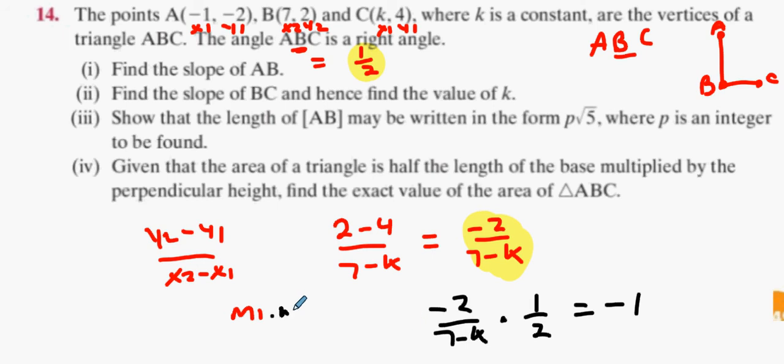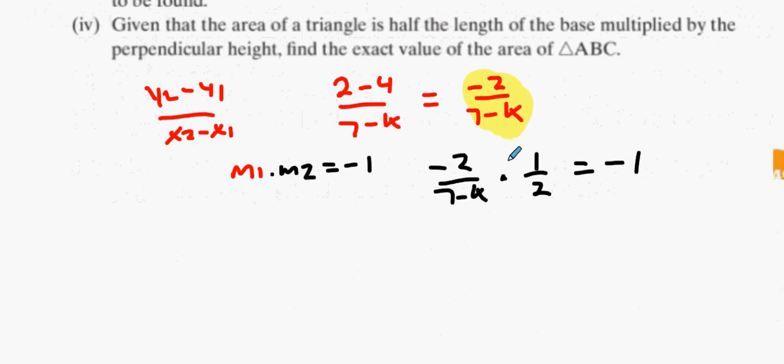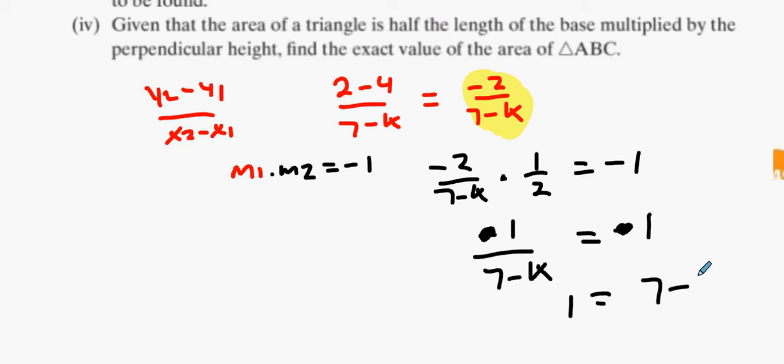Okay. So let's have a look at it. What's minus 2 divided by 2? Minus 1. Minus 1 over 7 minus k equals minus 1. Multiply both sides by... The minus 1's cancel, don't they? Or more so, the minuses cancel. Then multiply it up. 1 equals 7 minus k. Bring the k to the left, the 1 to the right.